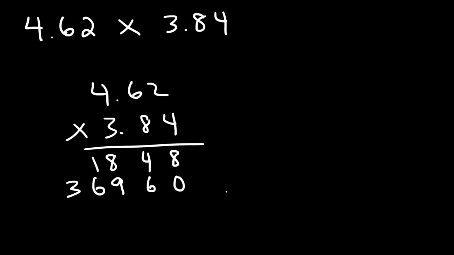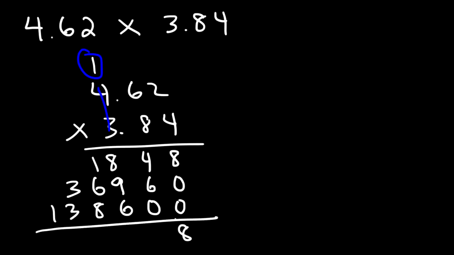And now let's move on to the next row. So we need to add 2 zeros now instead of 1. So now we have 3 times 2, which is 6. And then we have 3 times 6, which is 18. So we'll write the 8, carry over the 1. And finally we have 3 times 4, which is 12, plus 1. So that's 13. And now let's add.